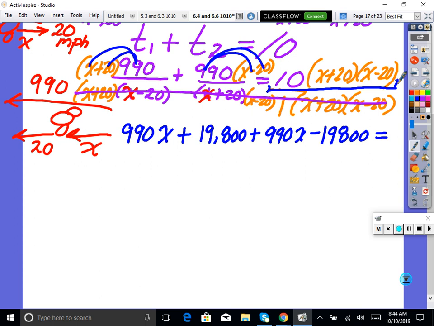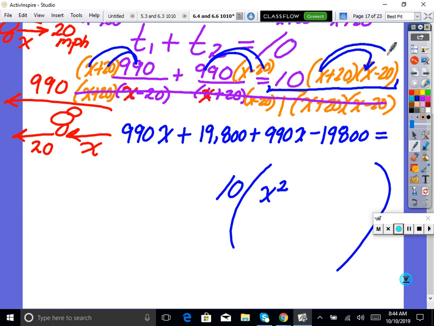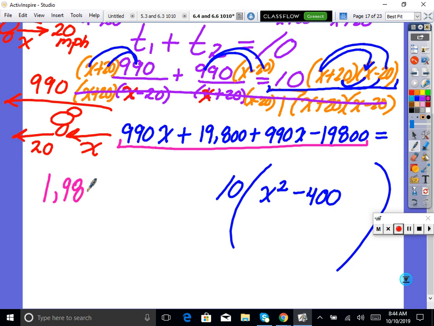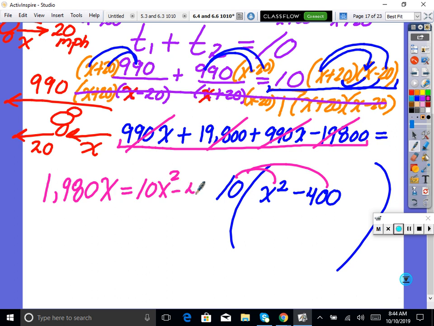What I would do is put my 10, throw in some big parentheses. Let's distribute. X times x is x squared, right? Minus 20x plus 20x would be gone. Conjugates have middle terms cancel out. And then we have minus 400. So now let's set up our true statement. Let's combine like terms on this side. So that would be 990 plus 990, so that's 1,980x. And then these cancel out. That's equal to, distribute your 10 in, 10x squared minus 4,000.